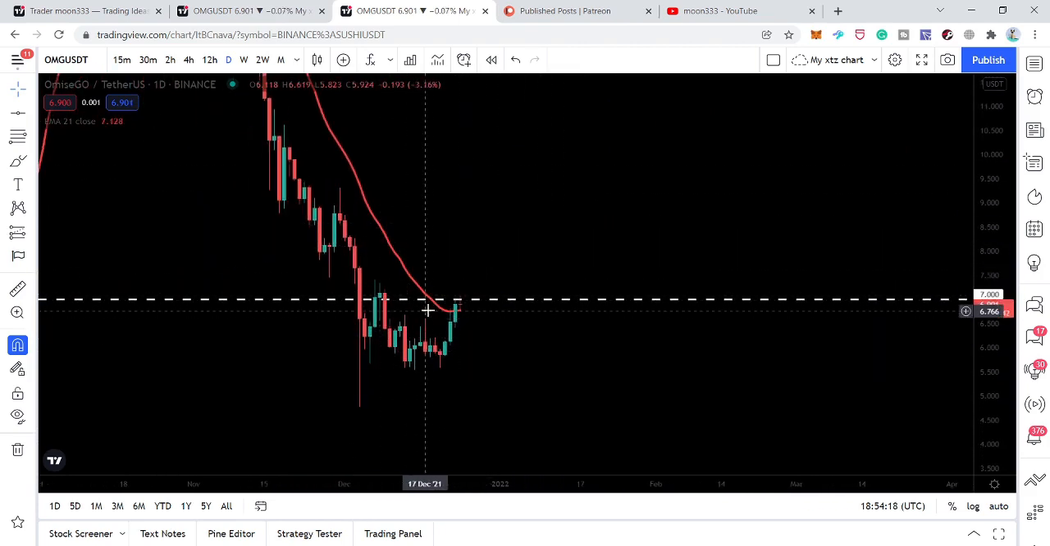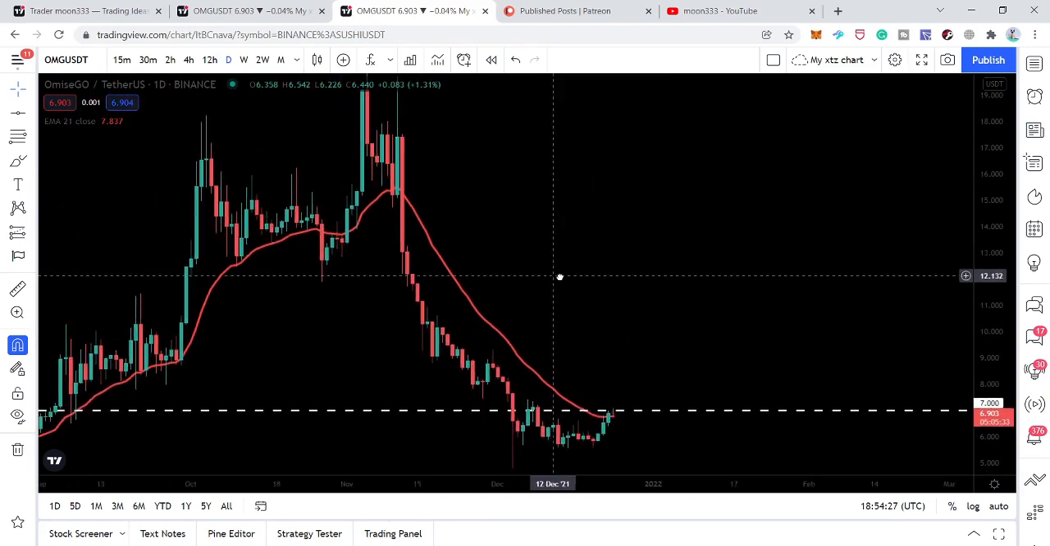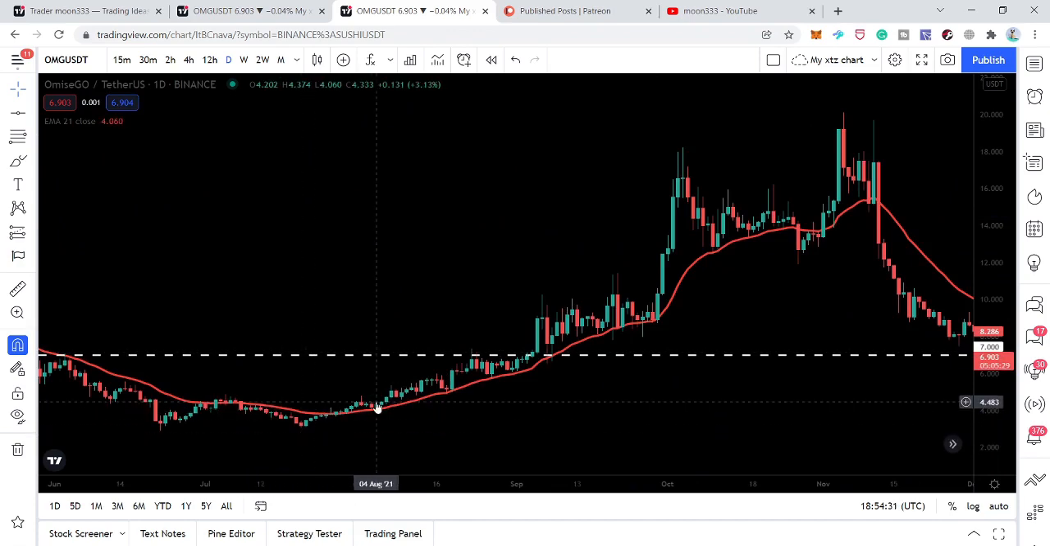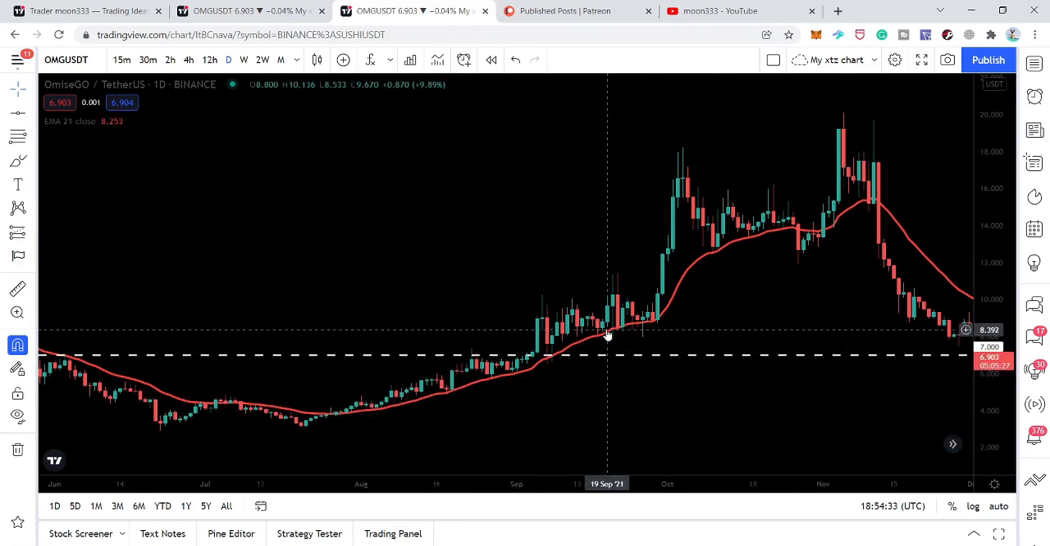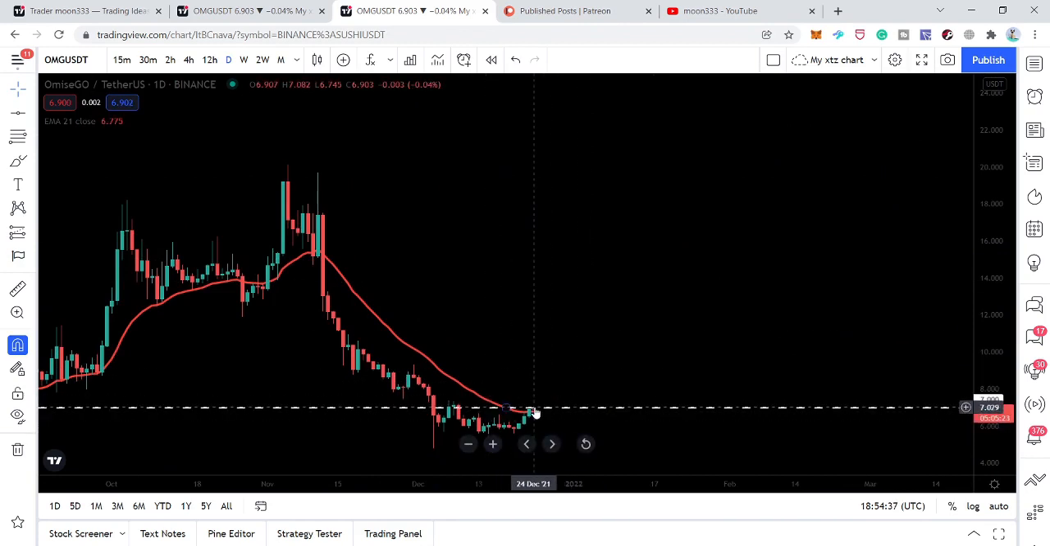But we have also crossed up this EMA 21, the exponential moving average 21 on the daily time frame. That is very important because most of the time when the OMG Network crosses up this EMA 21, like previously when we crossed up here, we had a very nice rally and support of this EMA 21. Therefore, this time this EMA 21 can work as a very nice support. So this is a really very important movement for the price line because it is breaking out of EMA 21 and the $7 resistance at the same time.